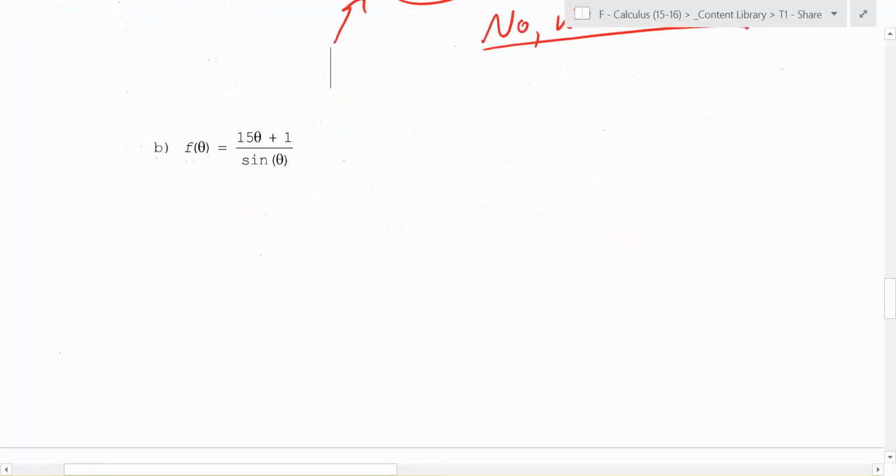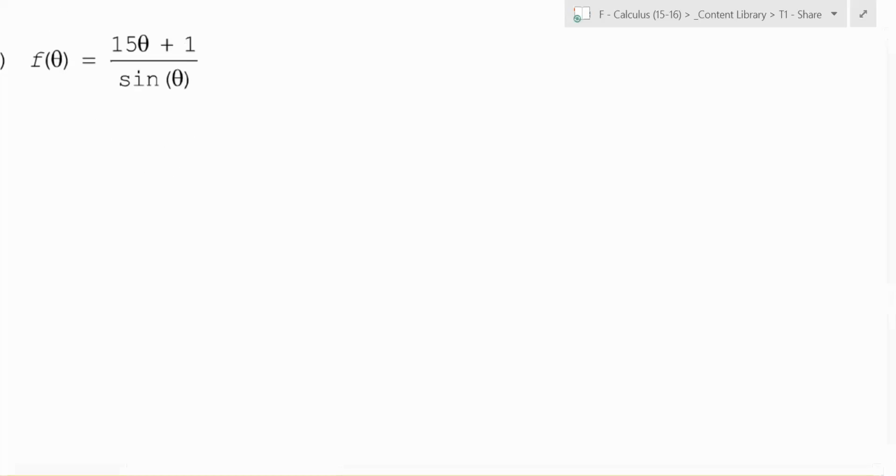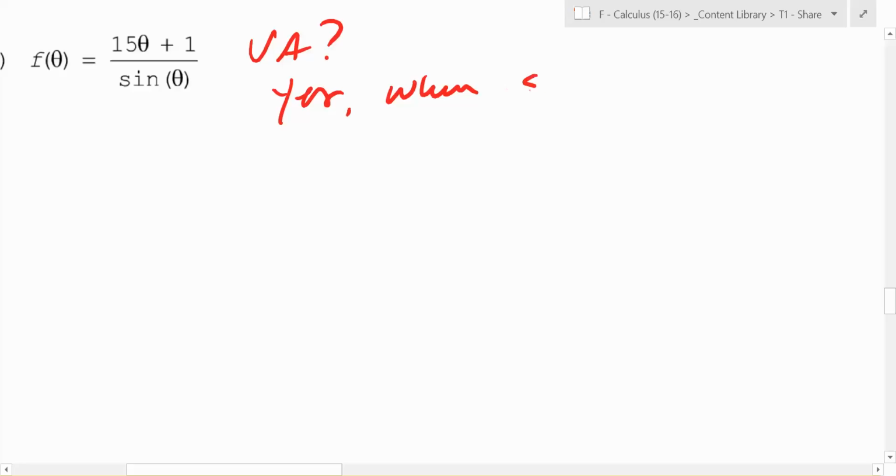Okay, this is a fun one. 15 theta plus 1 over sine of theta. Well, is there an asymptote? Is there a vertical asymptote? There is. That's when sine of theta is what? 0. When sine of theta is 0, you don't want the denominator to be 0. Do you remember when sine is 0?